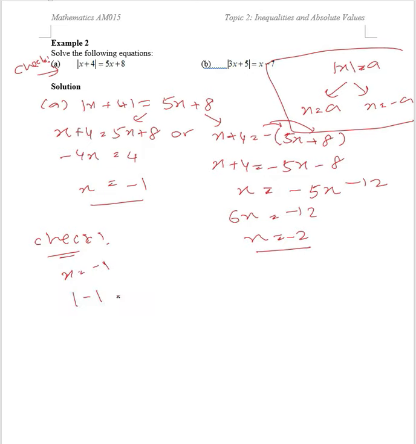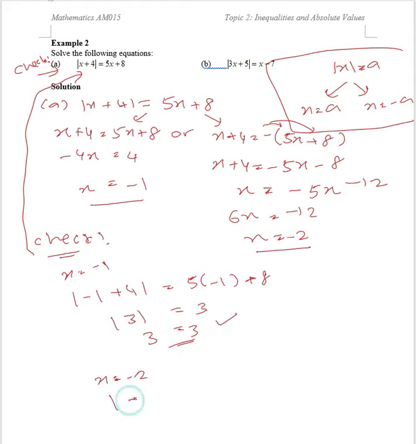Just substitute in your x value into the original question. Do not substitute it into the equations that we have separated. Make sure left and right side is equal. Since absolute of 3 is equal to 3, so x equal to -1 is correct.